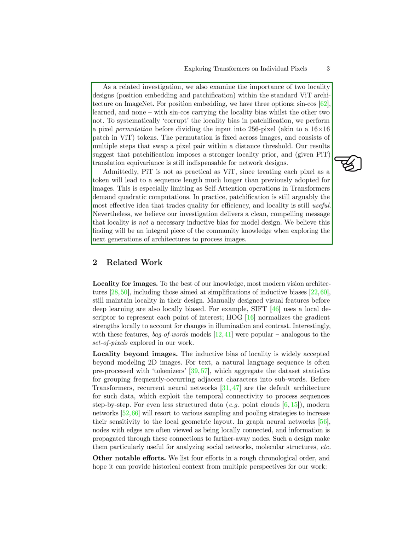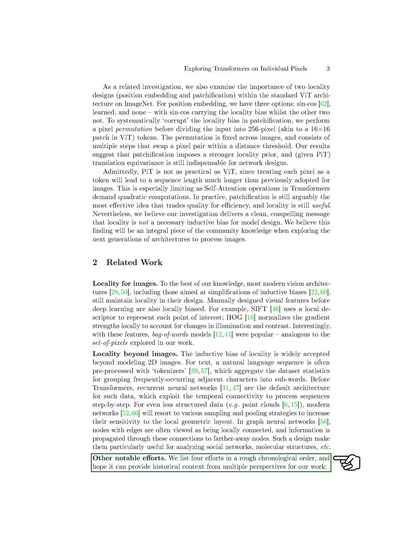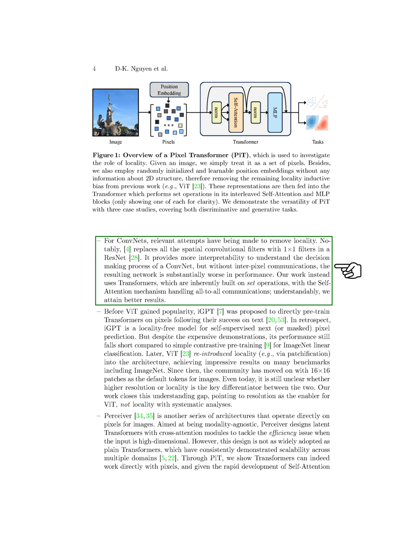Section: Related work. In this section, we will discuss the related work that has influenced our research. We will highlight 4 key efforts in the field, starting with attempts to remove locality in conv-nets. One notable approach involved replacing spatial convolutional filters with 1x1 filters in a ResNet to enhance interpretability, but this led to a decrease in performance due to the lack of interpixel communication.